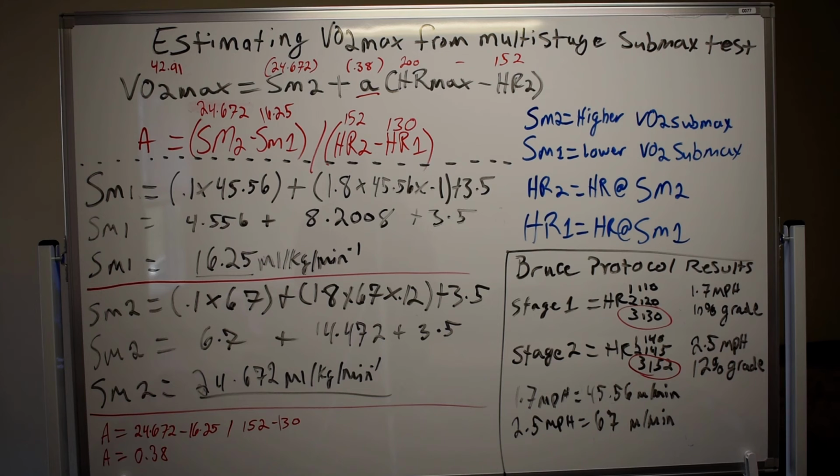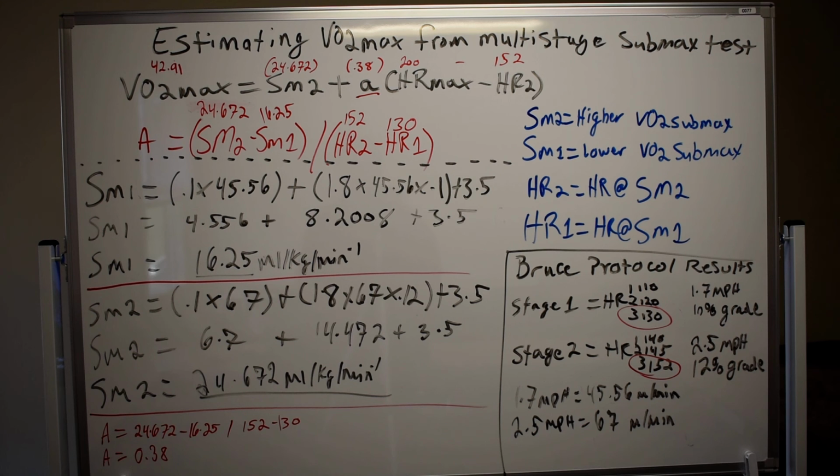So one more time, when you're up here in the base equation, make sure that you multiply the slope by the differences of the heart rate first. Then you can add that number to the submaximal VO2, and that should give you 42.91. My apologies for having the incorrect VO2 max up there before.